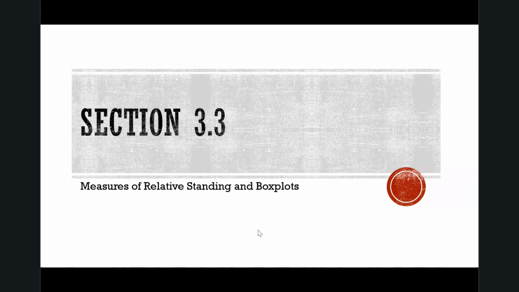So relative standing says I have one piece of data. How can I describe where it is with respect to the rest of the data? Everything else is about the entire data, and this is saying, how do I compare?